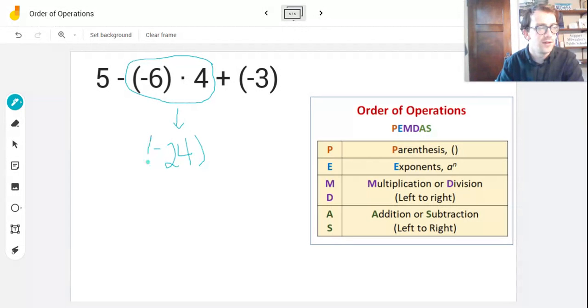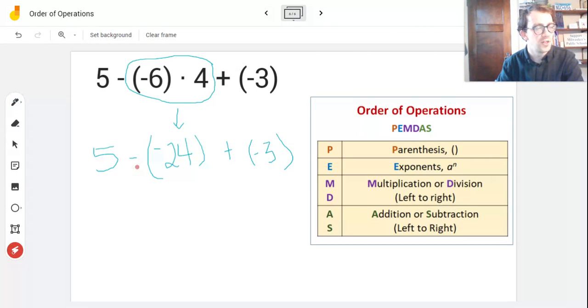All right, I've got negative 24. That's my first step. Now, did I do anything with 5 minus yet? No, I didn't touch that, so I'm just going to rewrite it right below. Now, did I add negative 3 yet? Nope, I didn't do those. So I'm going to rewrite it exactly the same. I didn't solve anything with that, so it stays right there. All right, now I'm on to my next step.